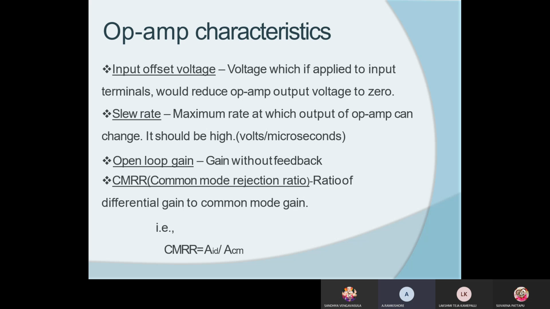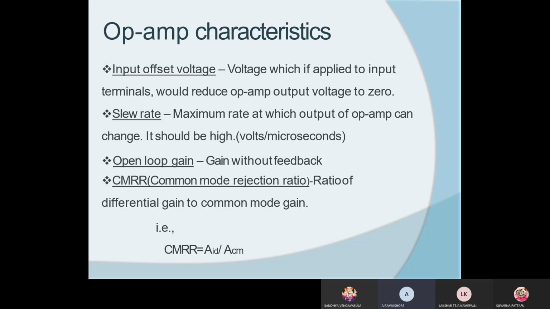The output voltage swing indicates the values of the positive and negative saturation voltages of an op amp, and it never exceeds the supply voltages. We have some positive and negative saturation voltage, and the output will not be more than the applied supply voltage. That we call output voltage swing, V naught equal to plus or minus VCC.